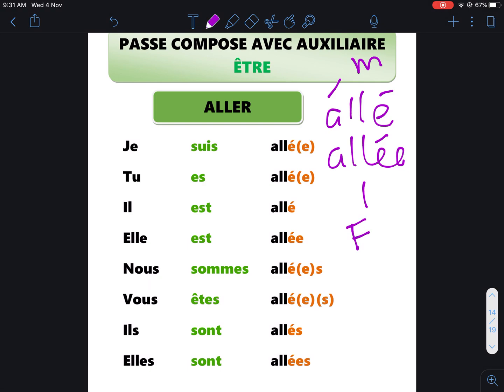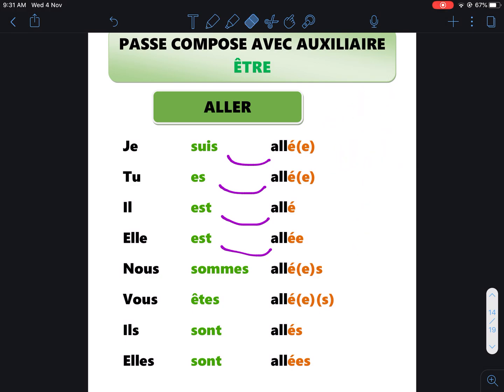Okay, so I'm going to read this. Je suis allé, again, link here. Tu es allé. Il est allé. Allé, the T. Elle est allée. If you can see here clearly, this is clearer. So here, il, he. You don't add anything actually. But elle, because she, you add the extra e. Il est allé, elle est allée, because he and she.